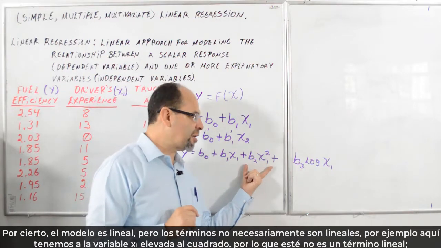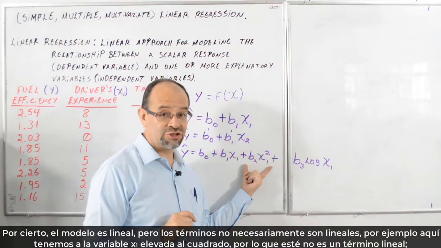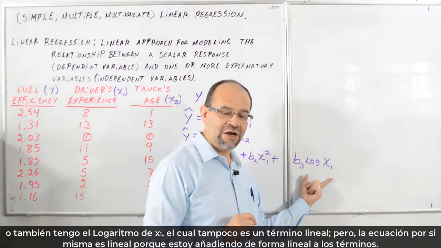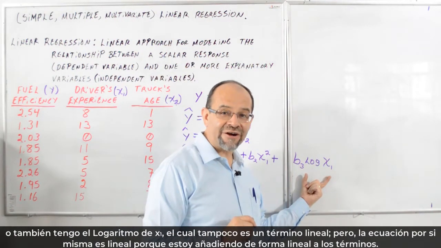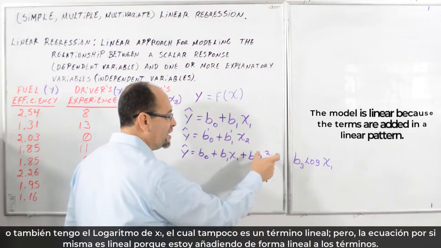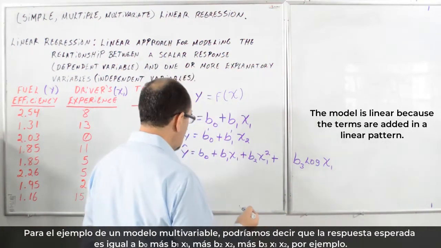By the way, the model is linear, but the terms not necessarily are linear. For instance, here I'm having x1 squared, so this is not a linear term. Or I'm having log x1, so that is not a linear term. But the equation by itself is linear because I am adding linear terms.